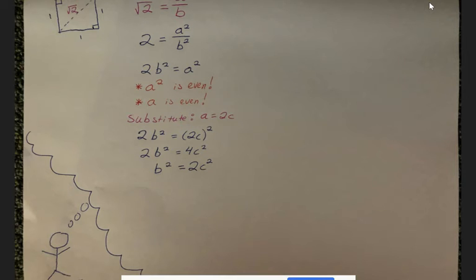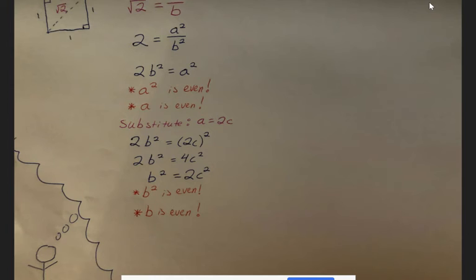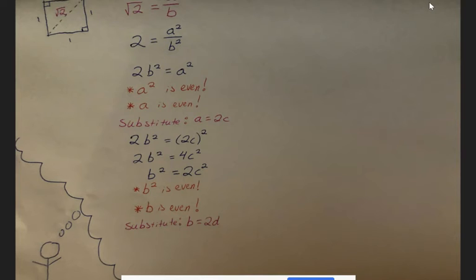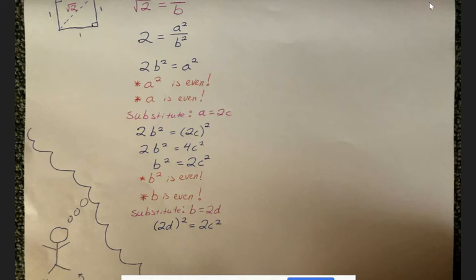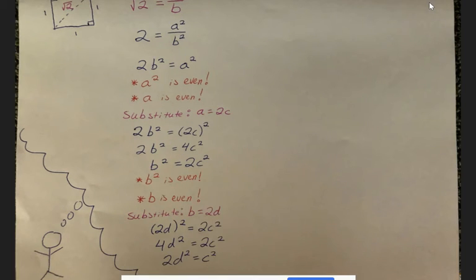Aha, I'm getting somewhere again. Now I can see that b squared is even. And if b squared is even, that also means that b has to be even, which means that I can write b as 2 times d for some other number d. I can do that same substitution again. (2d) squared equals 2c squared. 4d squared equals 2c squared. 2d squared equals c squared.